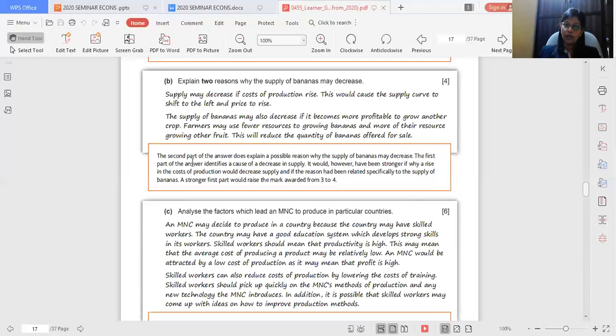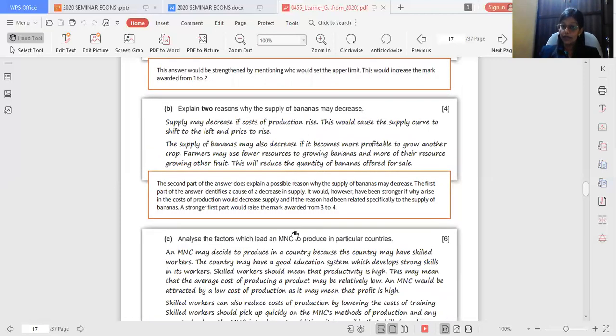The first part of the answer identifies a cause of a decrease in supply. It will, however, have been stronger if it explained why a rise in the cost of production will decrease supply, and if the reason had been related specifically to the supply of bananas. A stronger first part will raise the mark awarded from 3 to 4. And we know this is a 4 marks test.